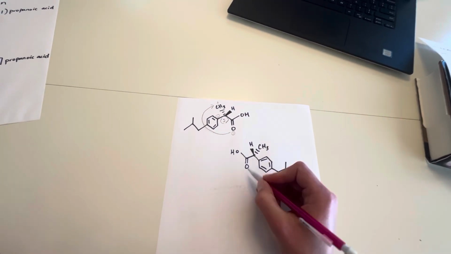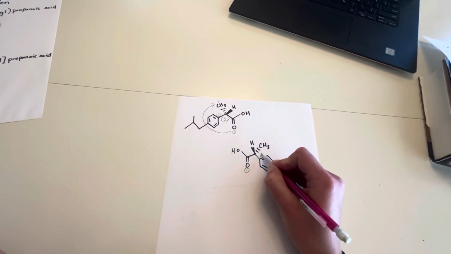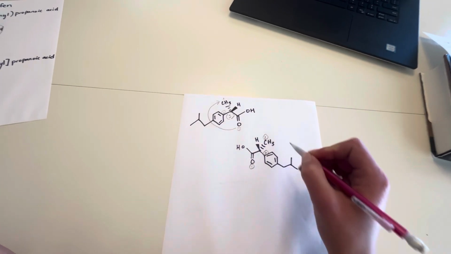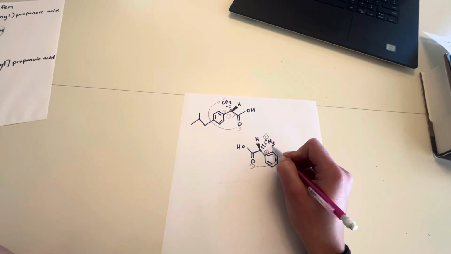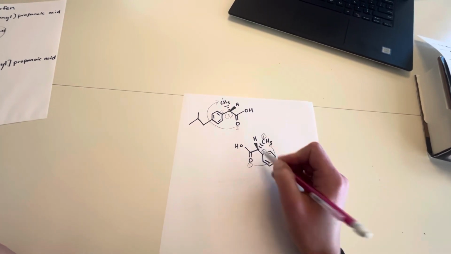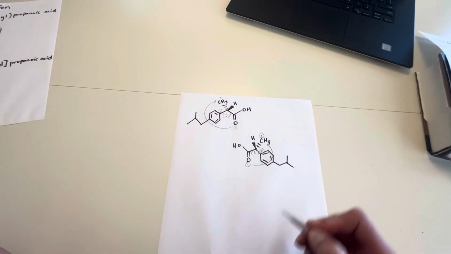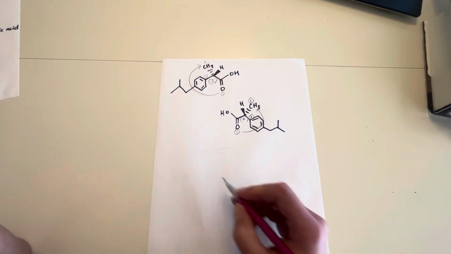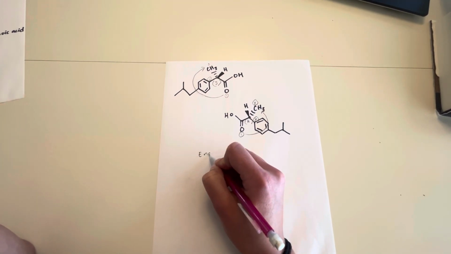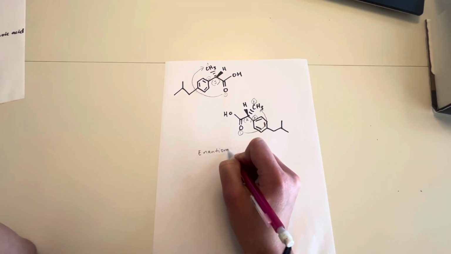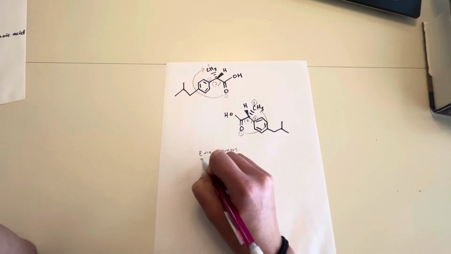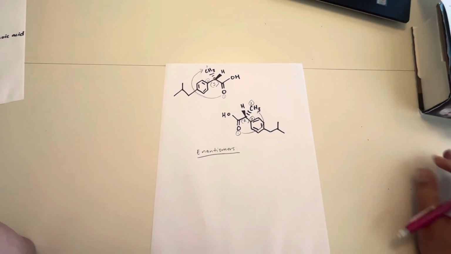Let's do the same over here. So again, it's going to be 1, 2, and 3. This goes in a counterclockwise direction, but because the H is pointing out at us, it's going to be the R conformation. So these molecules are in fact enantiomers, and they are not the same molecule.